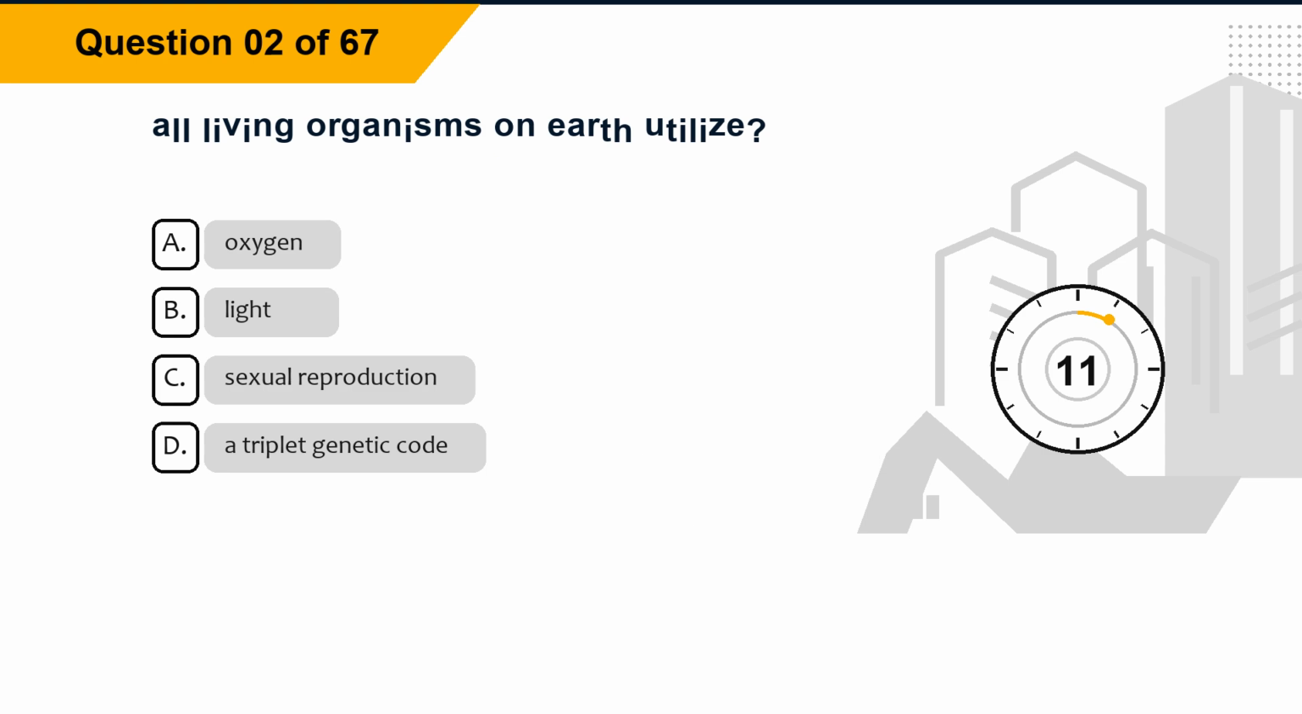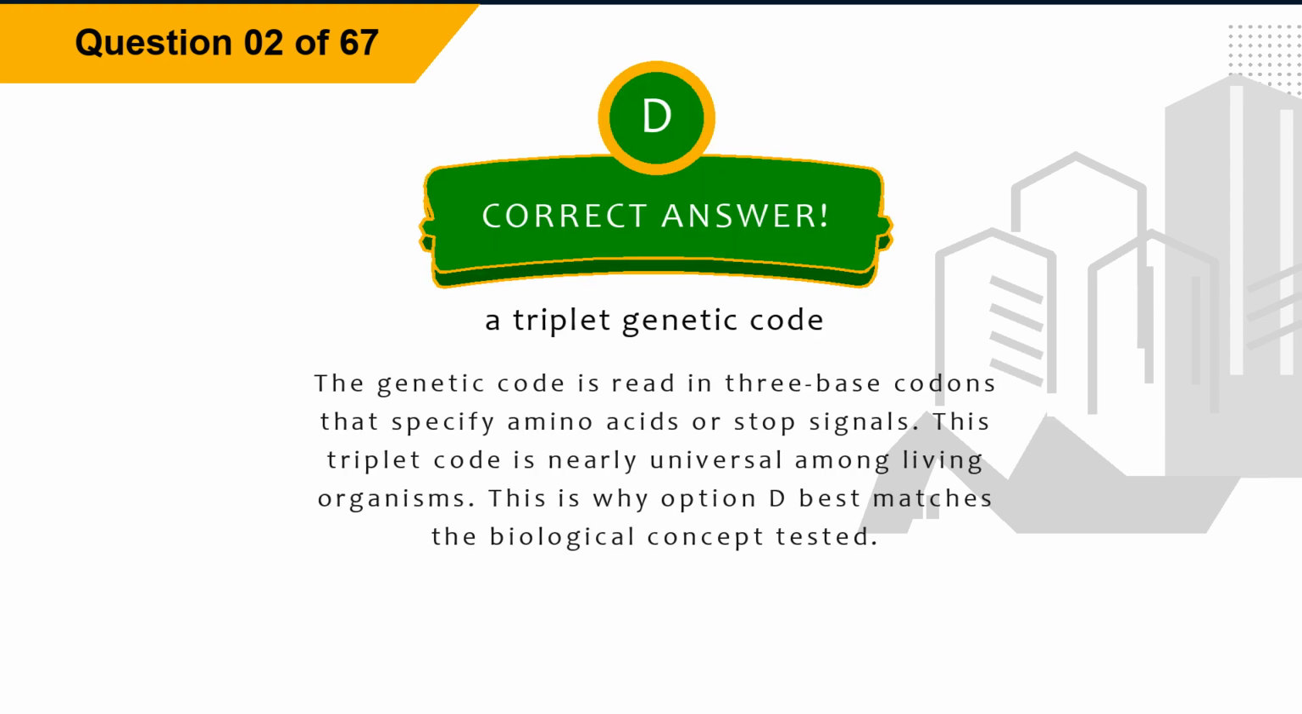Question 2. All living organisms on Earth utilize? Option A, oxygen. Option B, light. Option C, sexual reproduction. Option D, a triplet genetic code. The correct answer is option D, a triplet genetic code. Explanation. The genetic code is read in 3 base codons that specify amino acids or stop signals. This triplet code is nearly universal among living organisms. This is why option D best matches the biological concept tested.